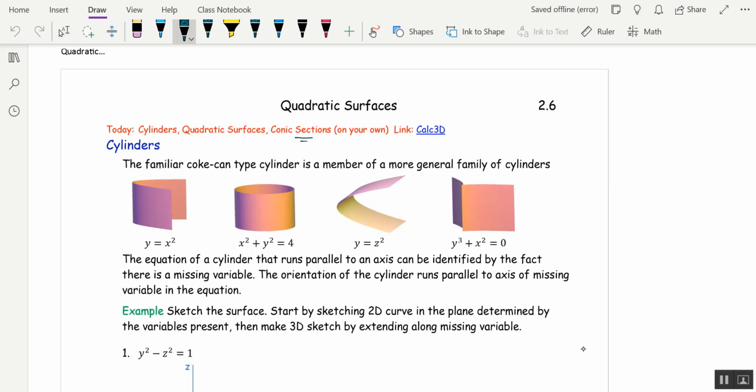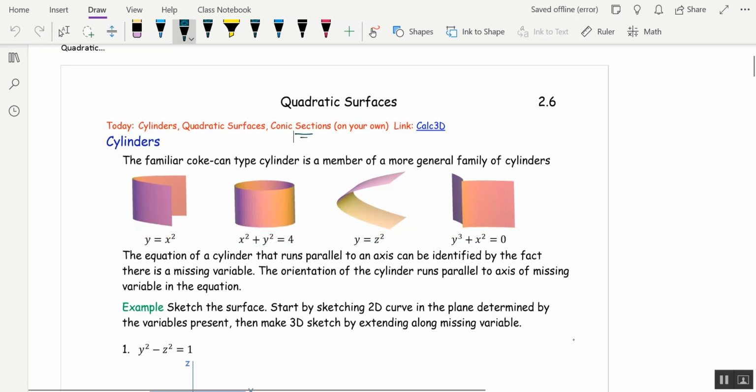In math, cylinders don't have to look like your typical Coke can. These are all examples of cylinders here, and the way to identify a cylinder by its equation is there's a missing variable. You can see in each one of these equations here, there are only two variables present. I'm going to show you how to sketch a cylinder.